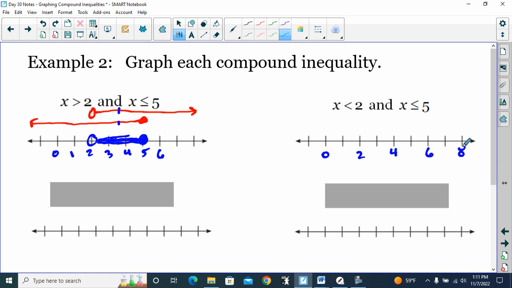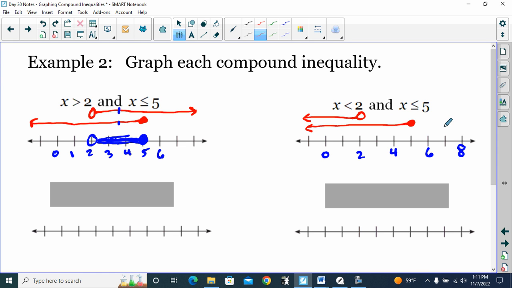x is less than 2 and x is less than or equal to 5. So again, up above, I'm going to graph x is less than 2. It would look like this. I also want x to be less than or equal to 5, which would look like this. And I'm looking for where both of these things are true.